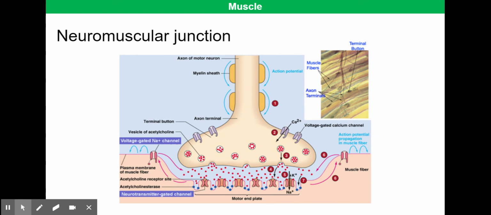Vesicles of acetylcholine move towards and fuse with the end of the membrane. Acetylcholine molecules will then diffuse across the gap and fuse with the receptors in the sarcolemma. This will open sodium ion channels, which allow sodium ions to enter the muscle fiber, causing depolarization of the sarcolemma. A wave of depolarization spreads along the sarcolemma and down transverse tubules into the muscle fibers.